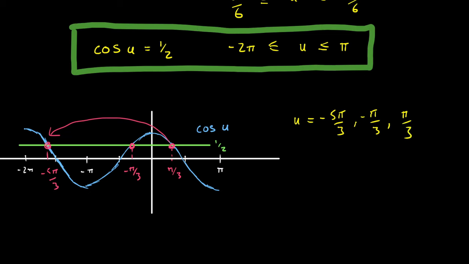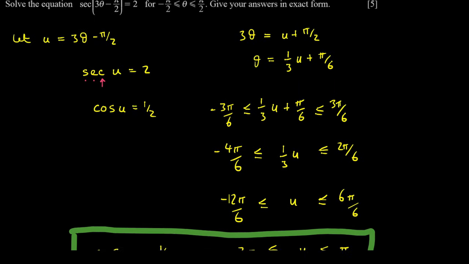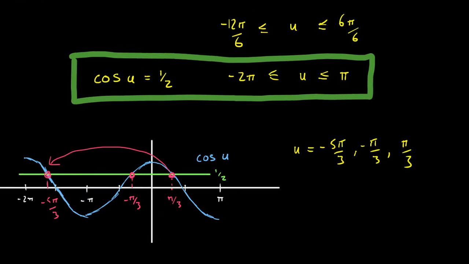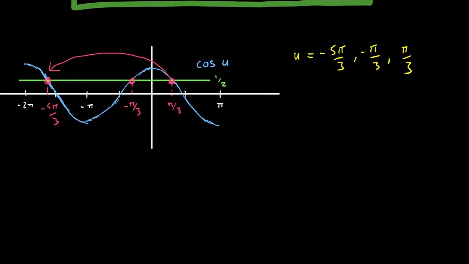Now, these are the values for u, but what we want is the values for theta. And theta, if you remember, is a third of u plus pi by 6, right? So theta is equal to a third of u plus pi by 6. So what I need to do is take each of these values, divide by 3, and add pi by 6.